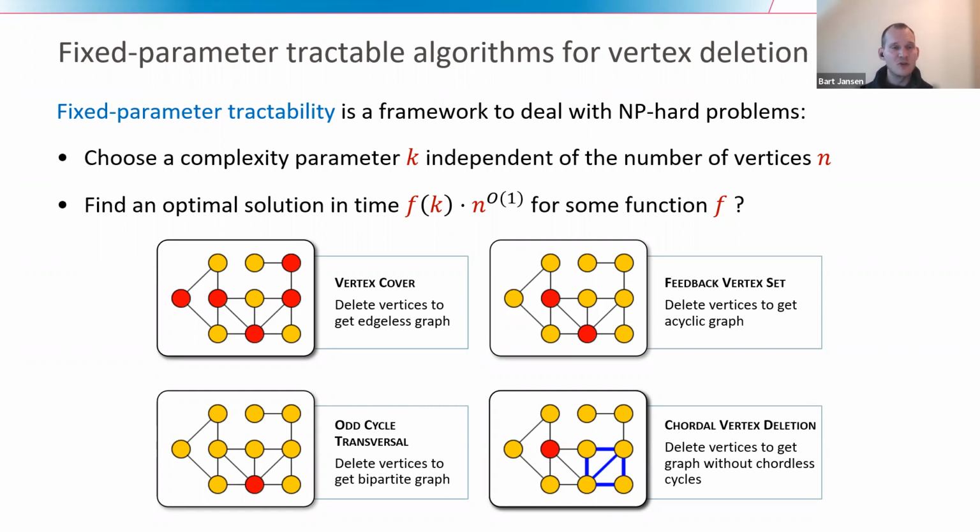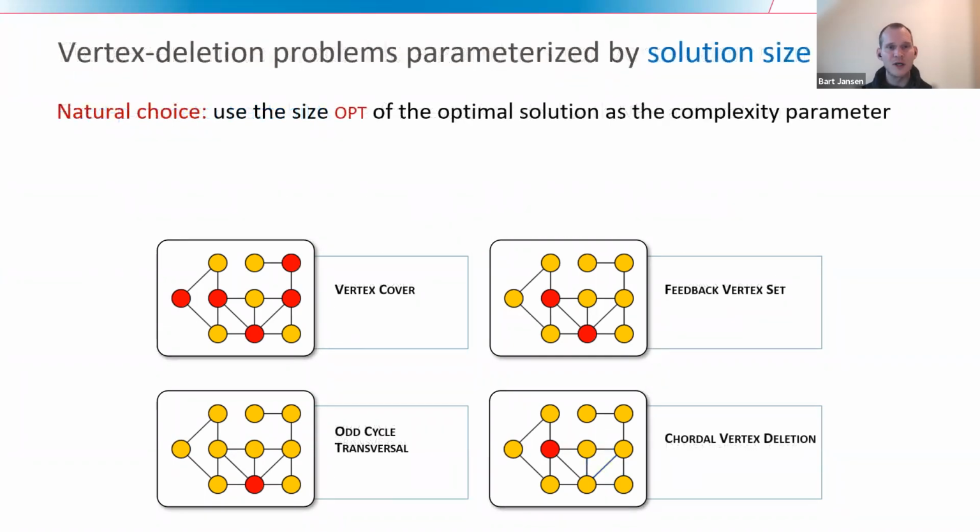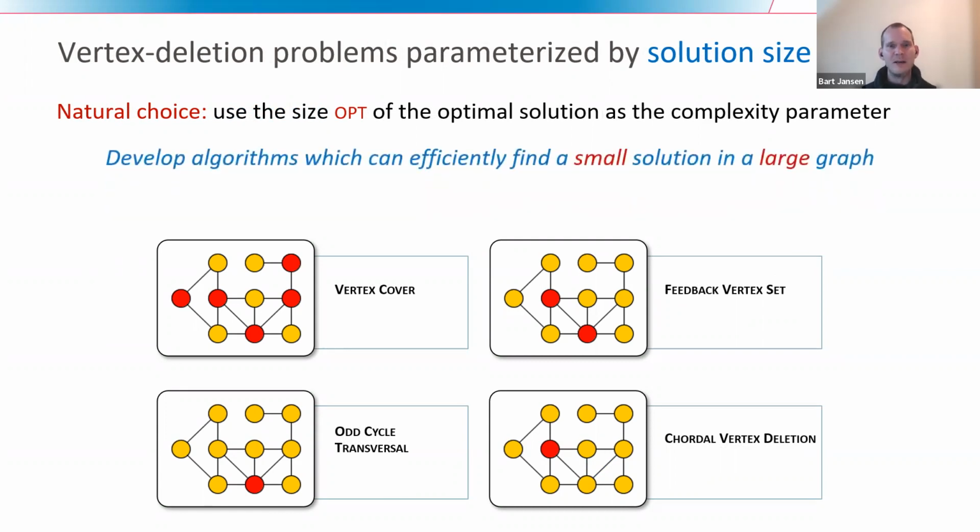And as soon as you turn to this type of algorithmic analysis, the question becomes, what is the right complexity parameter to use? A very natural choice for a lot of problems is to use the size of the optimal solution of the input as a complexity parameter. And effectively, what you're then doing is you're trying to answer the question, if my input graph is large, but the optimal solution is small, can I find it efficiently, yes or no? And if so, how should the algorithm go about doing it? And for the 4 problems down below, the answer to each of these is yes.